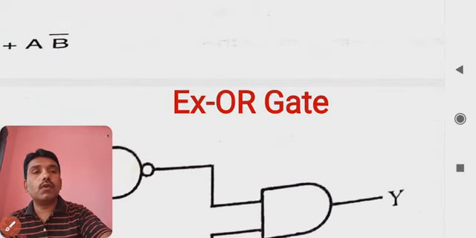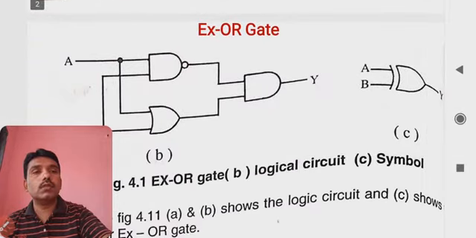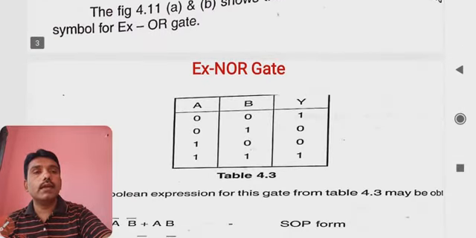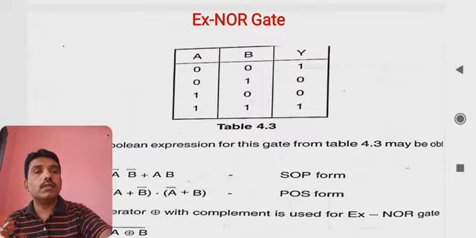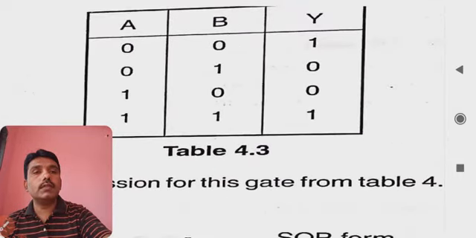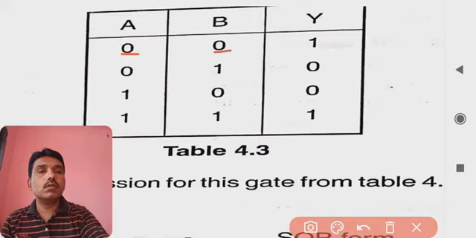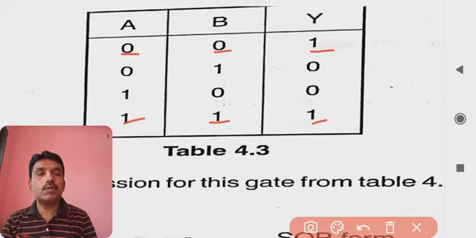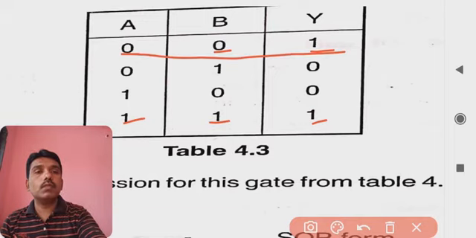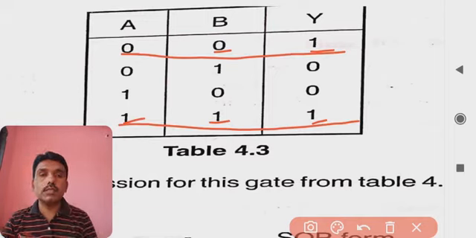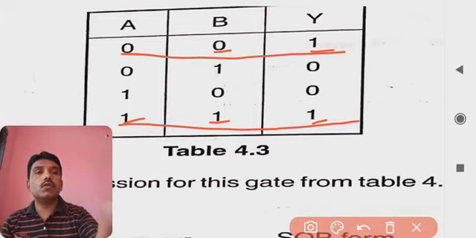So moving forward, this is the symbol for the exclusive OR gate, and here is the exclusive NOR gate. See what I told you, the truth table shows clearly that for 0 0 the output is 1, for 1 1 the output is 1. That means when all the inputs are the same, the output is high, which is exactly opposite to our exclusive OR gate. For the 0 1 condition it is 0, for the 1 0 condition it is 0.